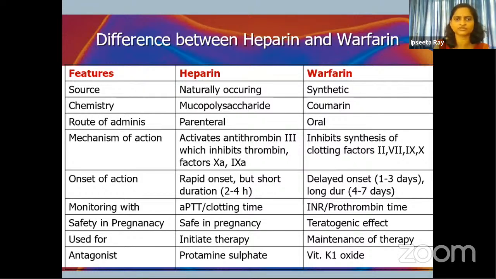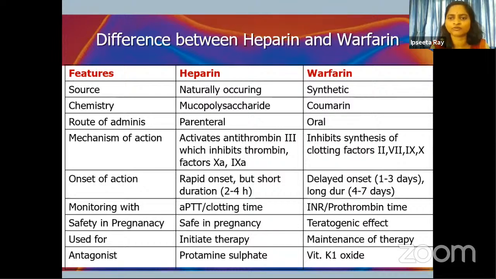Route of administration for heparin is parenteral, IV or subcutaneous; warfarin, orally. Mechanism of action of these drugs is also different. Heparin basically activates antithrombin III, which will further inhibit the coagulation factors like factor 10 and 9.